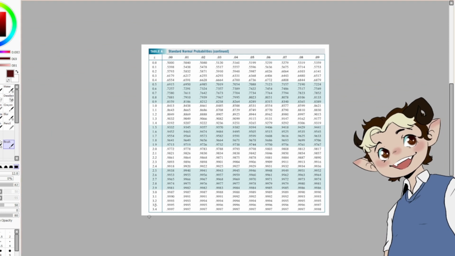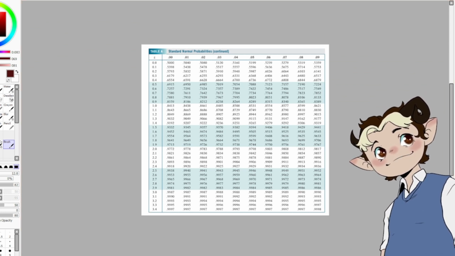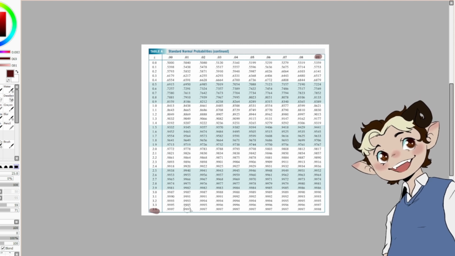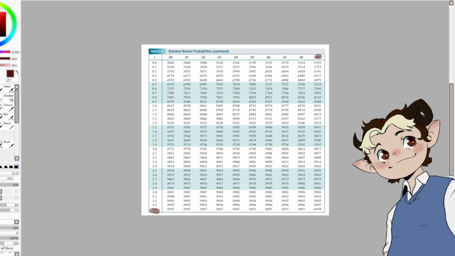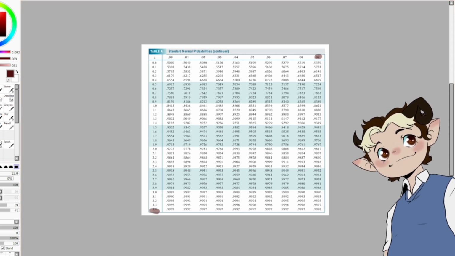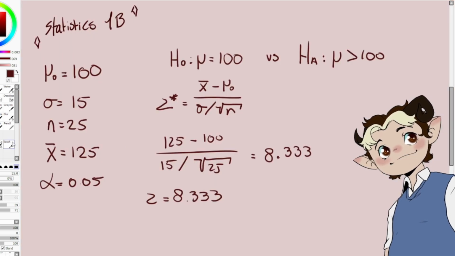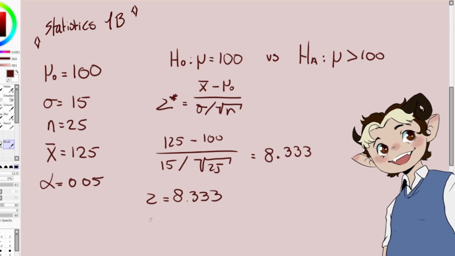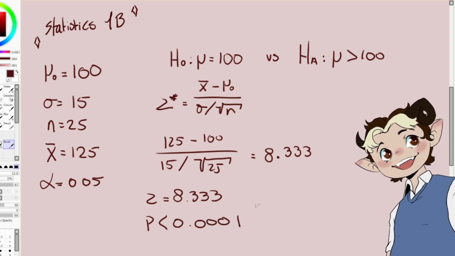Now we look at our table A, and you basically just look up everything in there, and we see that it's very, very small because it is positive. This table has all of the positive numbers you can get out of your z-score, so it's always 1 minus whatever score, which means that we get a p-score of smaller than 0.001, which is very small.